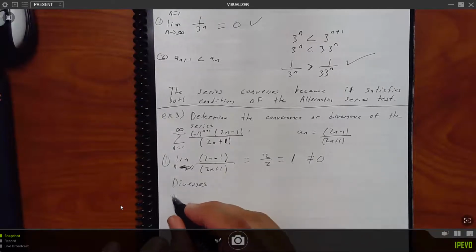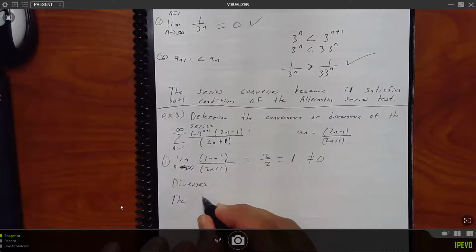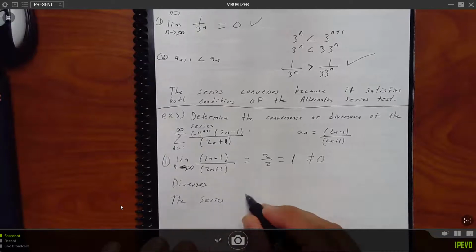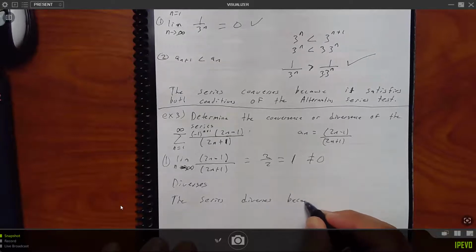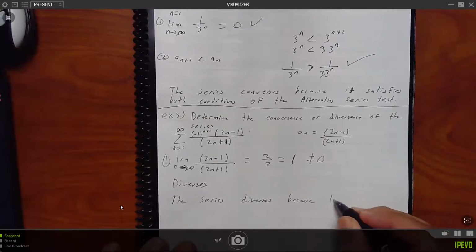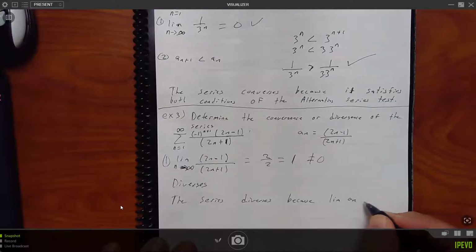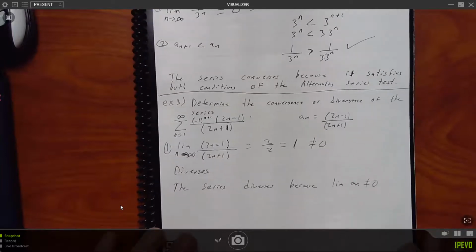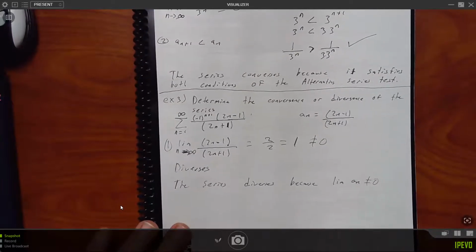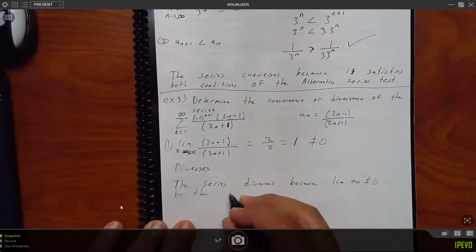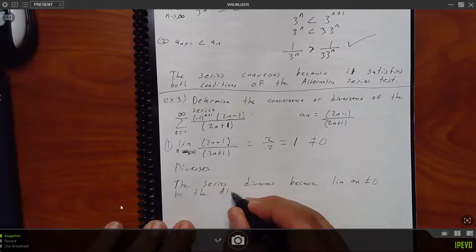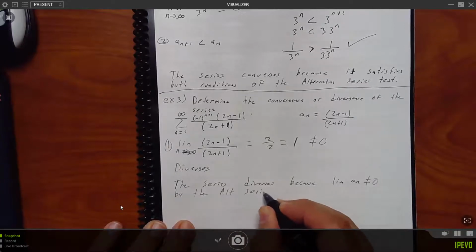So the series diverges because the limit of a sub n is not 0, by the alternating series test.